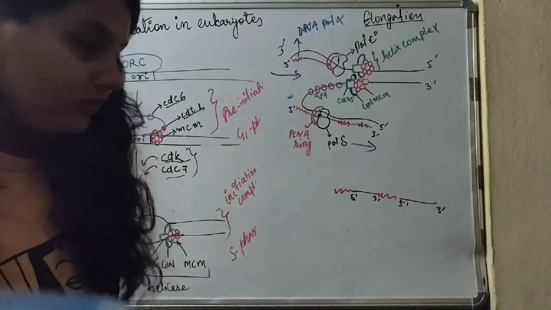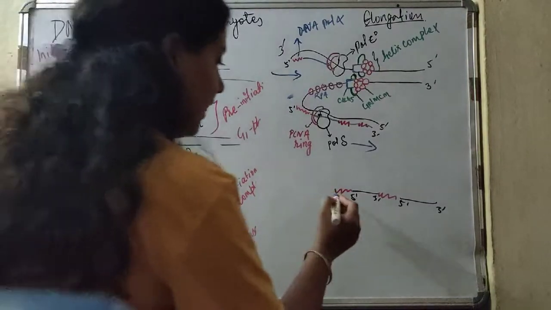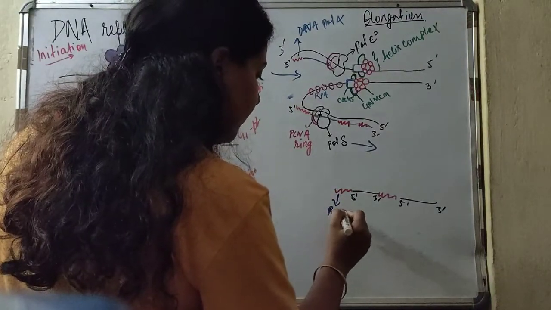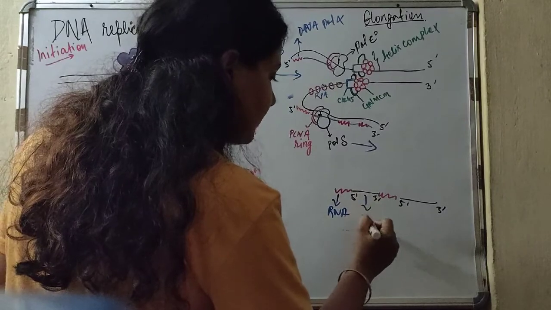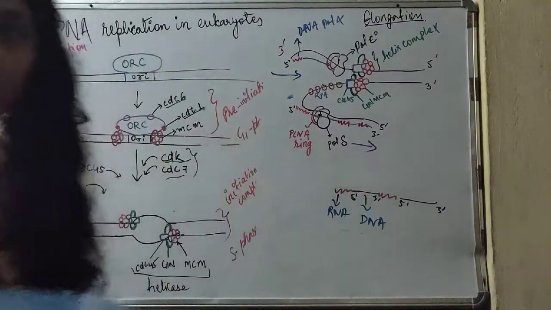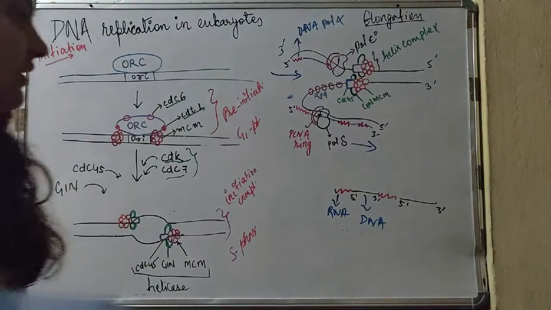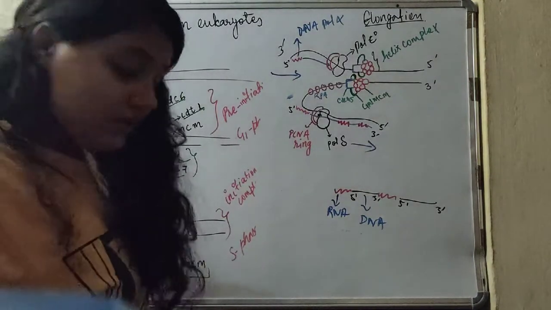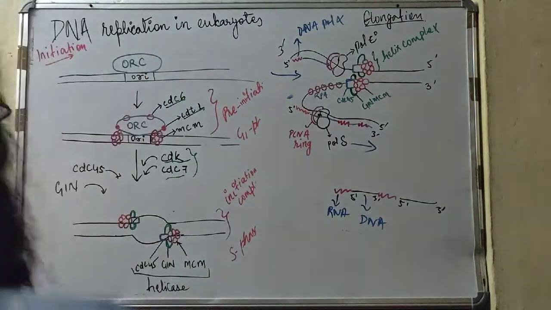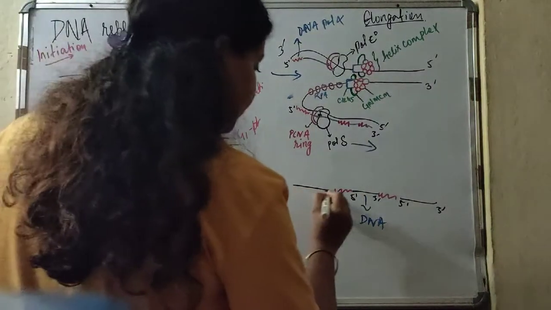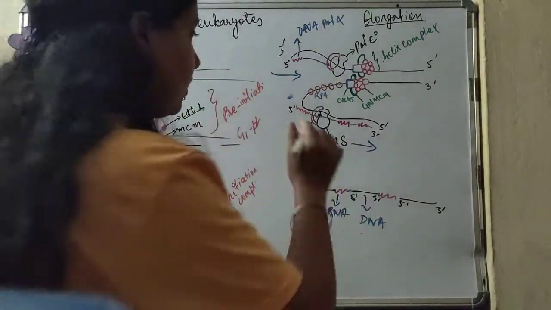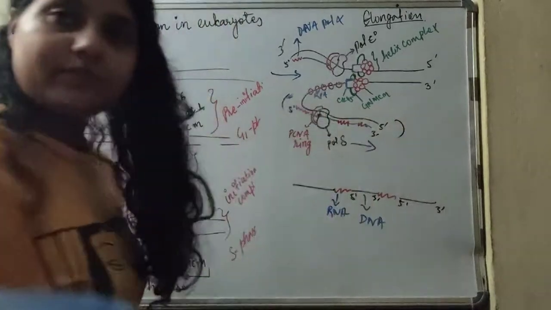Alright, and then this is the RNA primer, and this is the newly synthesized DNA strand. Right? This is the RNA primer, and this is the newly synthesized DNA strand. Then what happens is this part. Alright, now let us take this part.